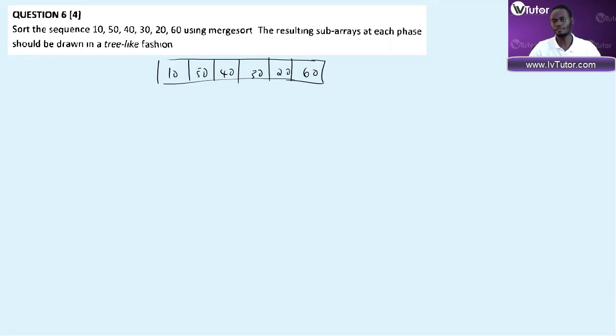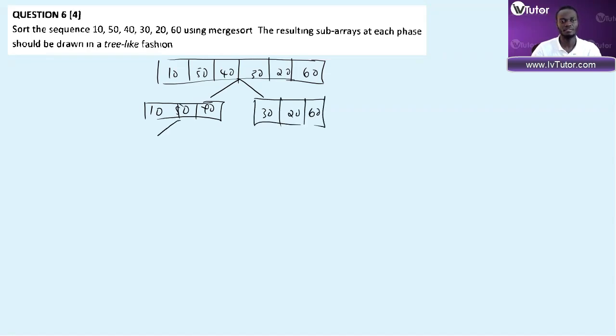That's how you split, and then eventually you start merging. If I split this, in this case, it's an even number. So I have 10, 50, 40, and these go there. And then here I have 30, 20, 60, and these go there. And then I divide these again.